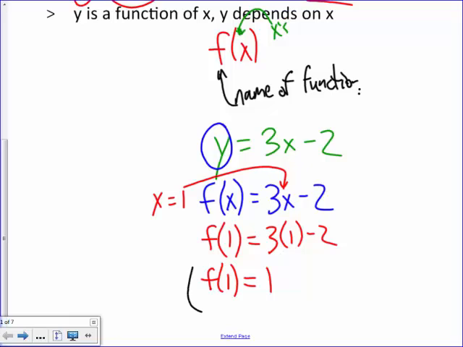Okay, so this is just a representation of function. It doesn't say f times 1. I know that's what it usually looks like, but it's saying the function f when x is 1, right? When the x is 1. It's just a way to write it, and so that would equal 1. And you'll see this more when we start going through some examples here.